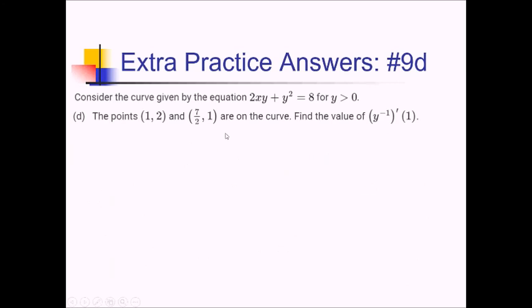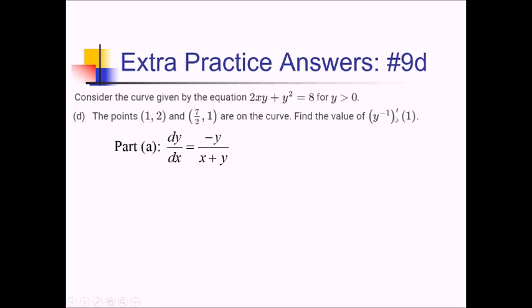For this problem, I'm given the points 1, 2 and 7/2, 1 on the curve, and the final boss battle task of this free response is to find y inverse prime of 1. Okay, so for this, let me again recall my dy over dx from part A. That was negative y over x plus y. That's going to be useful yet again.